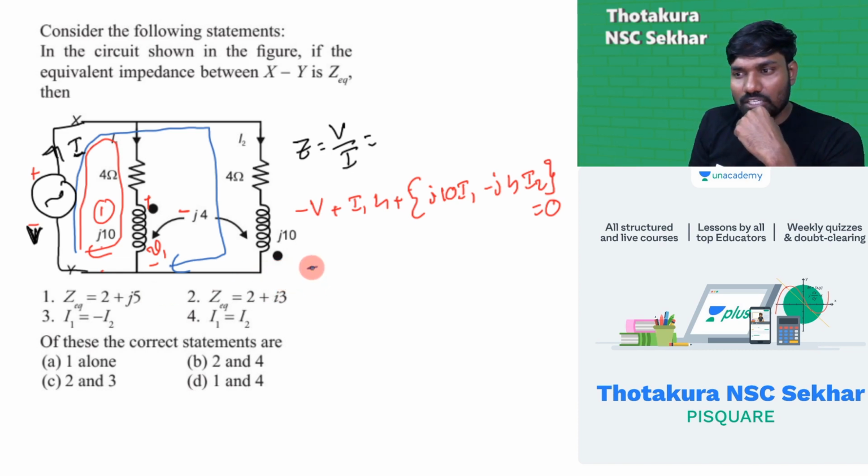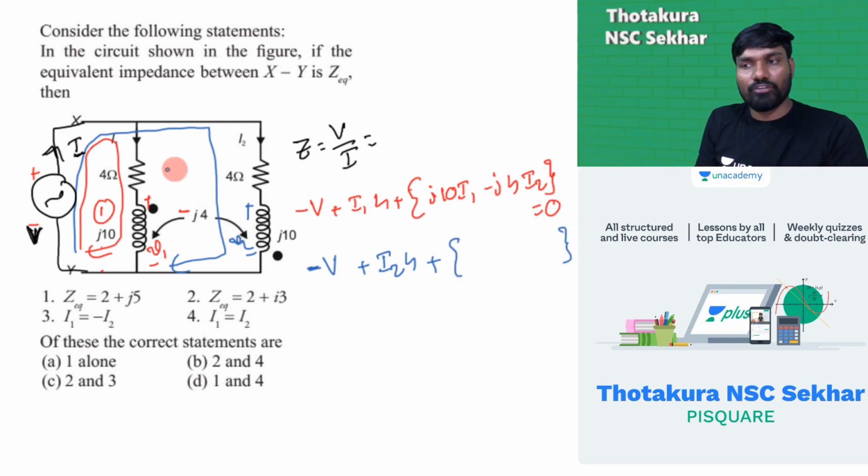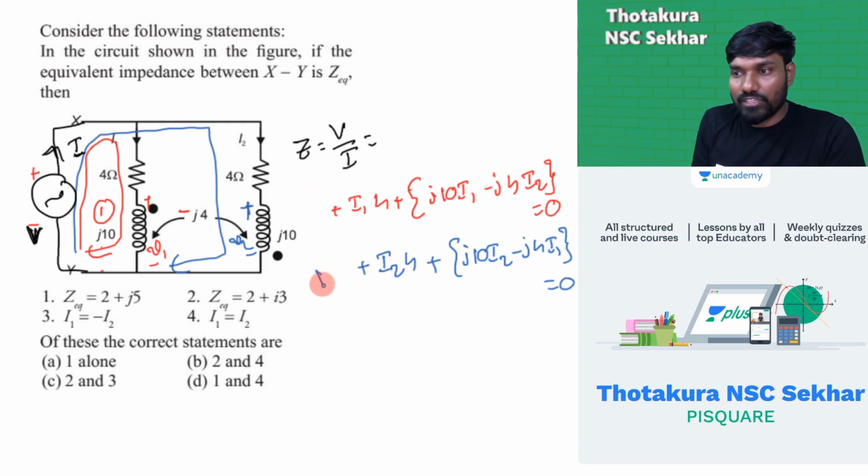Okay. Minus V plus I2 into 4 plus V2. The value of V2: current entering at this point is what we have taken as positive, so you'll get self-induced EMF positive, J10 into I2, minus J4 into I1 is equal to 0. Now from this I can write V is equal to this.